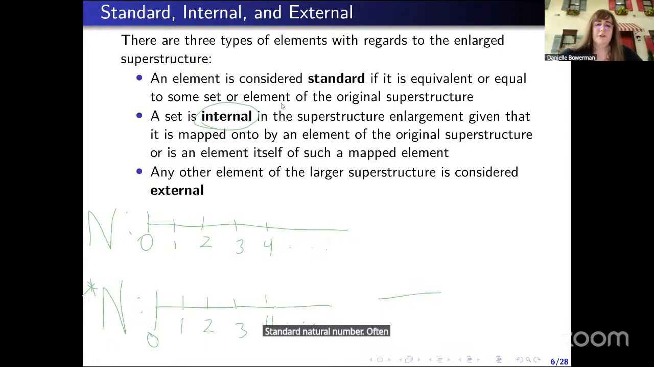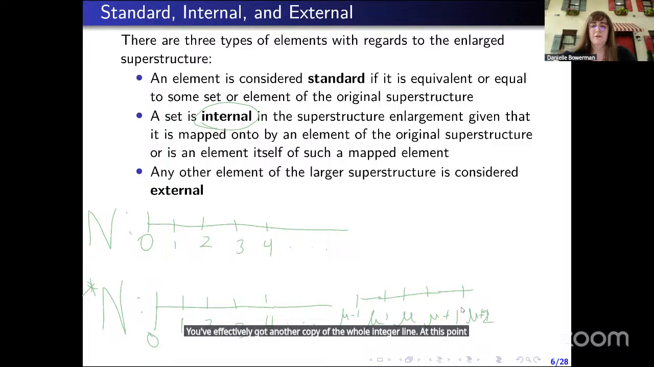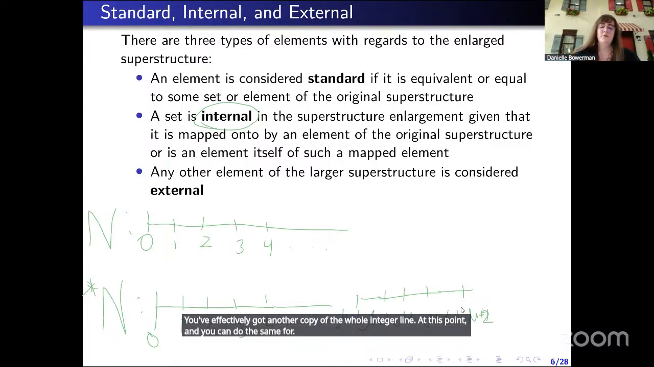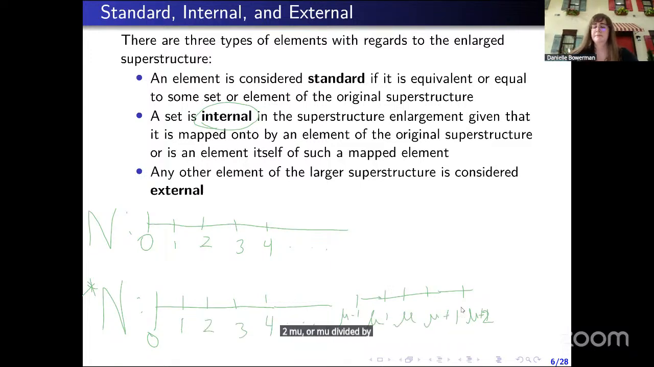Often we refer to them using Greek letters such as mu. And you've got mu plus 1, mu minus 1, mu plus 2, mu minus 2. You've effectively got another copy of the whole integer line at this point, and you can do the same for 2 mu or mu divided by 2 or other internal hyperfinite numbers.